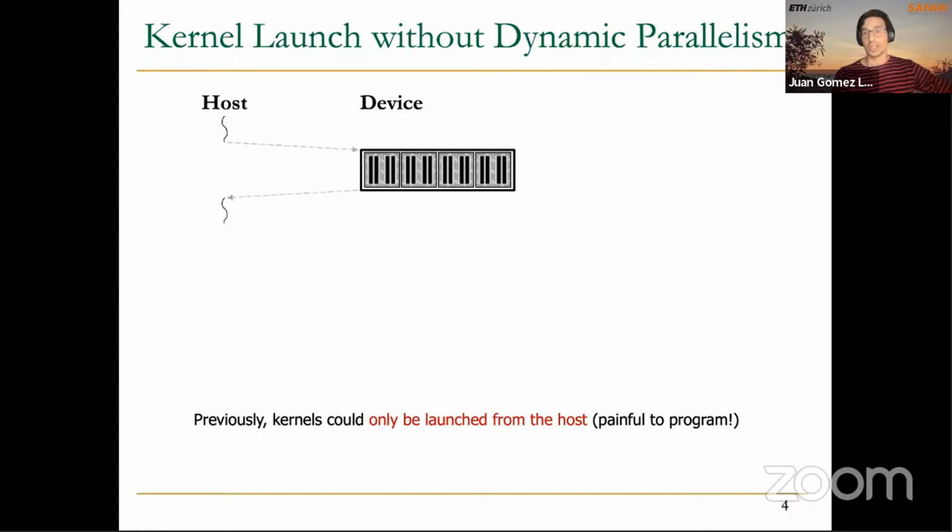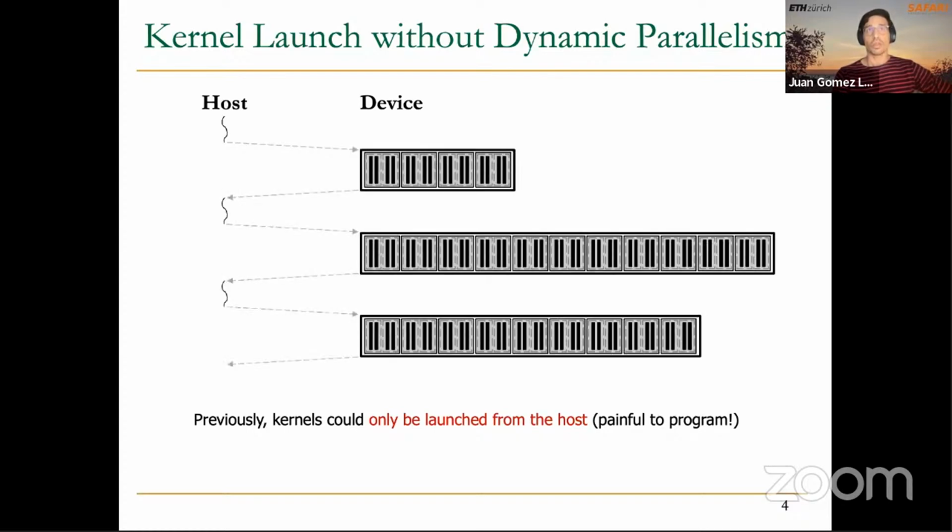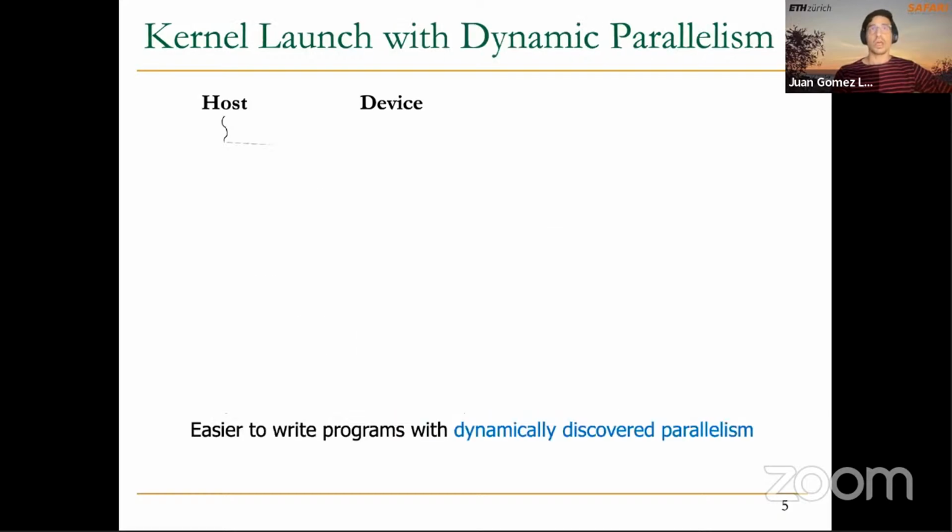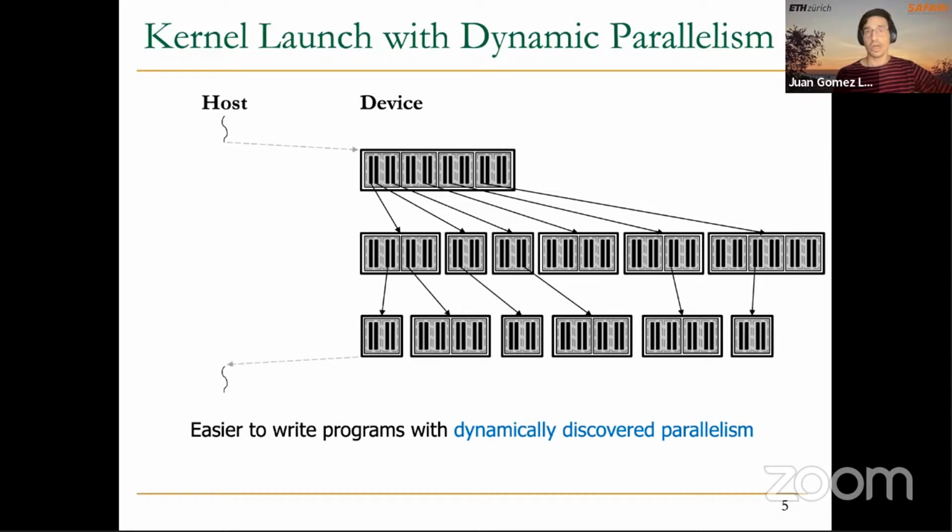As you may remember, in the traditional programming model for GPUs, we have the host launching kernels onto the device for execution. And whenever a kernel finishes, it has to return the control to the host CPU. And this is going to be necessary every time we discover new work, right? We need to terminate the kernel, transfer back the control to the host, and then launch a new kernel. And this is pretty cumbersome and painful to implement. And this is where dynamic parallelism can help.